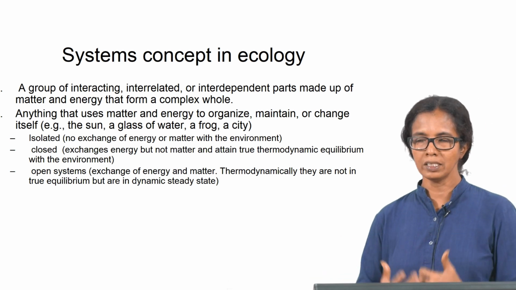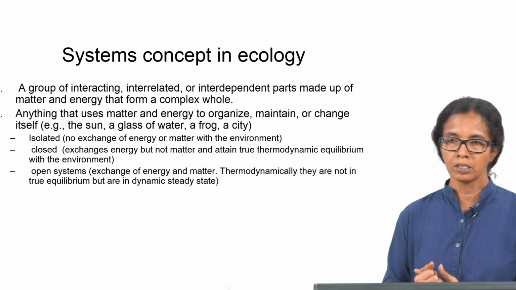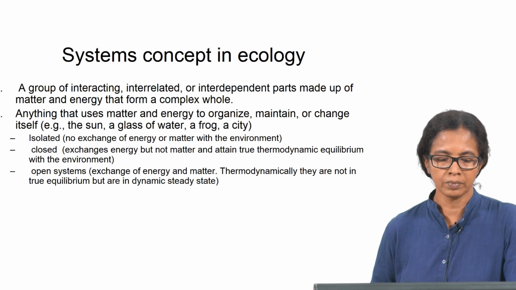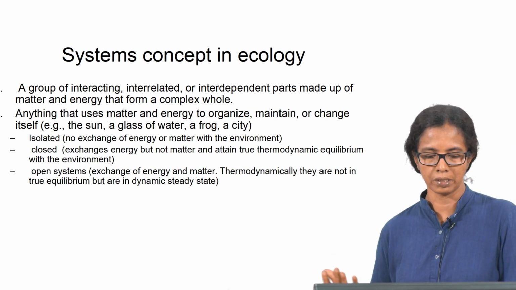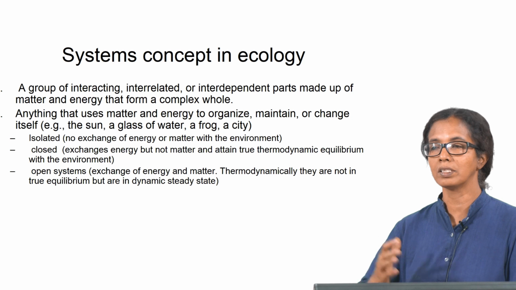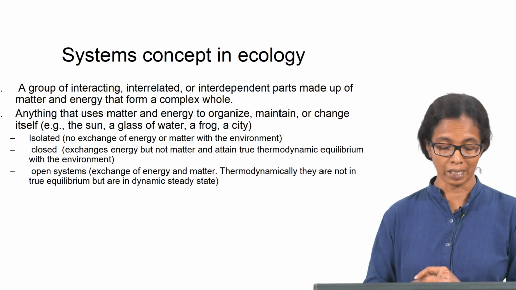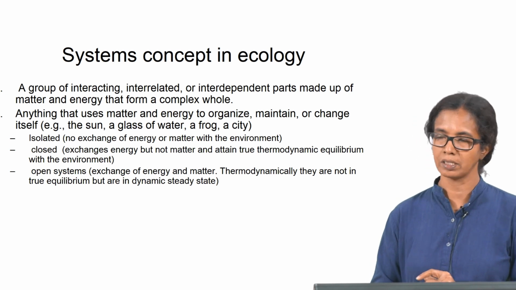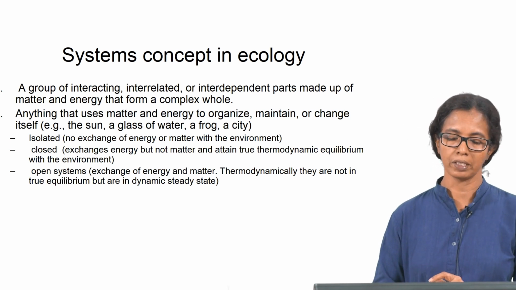The minute you say energy and material is flowing in the system, you can imagine that it is dictated by the laws of thermodynamics. So, a system can be called an isolated system. That means there is no exchange of energy or matter with the environment, which is very difficult many times, right. It is almost impossible for ecosystems to be in that isolated condition. The second class is what is known as closed systems, which exchange energy but not matter, and attain true thermodynamic equilibrium with the environment.